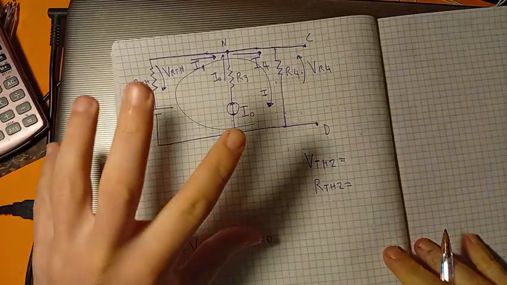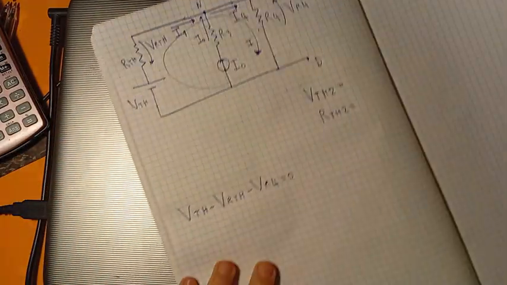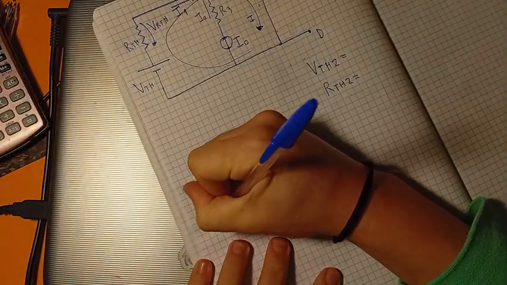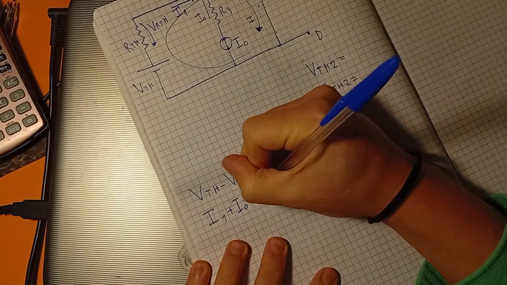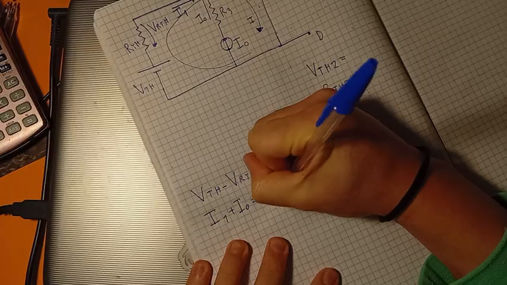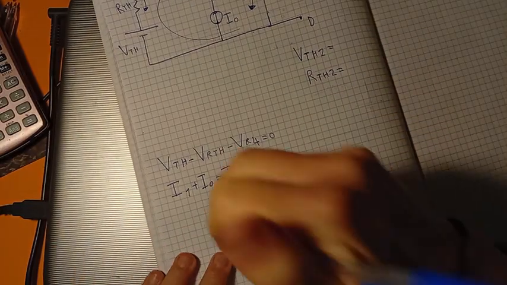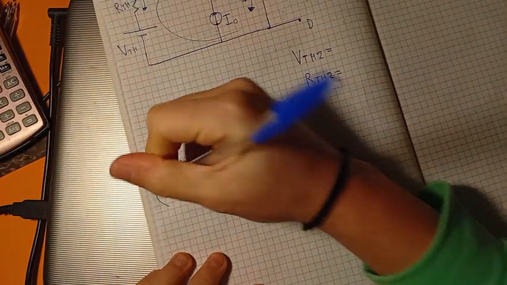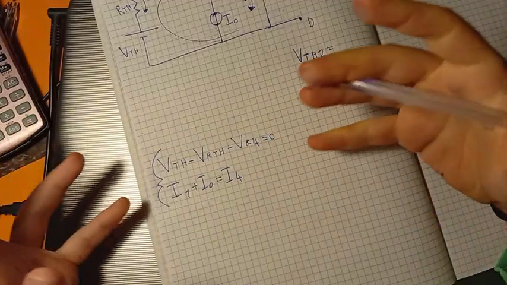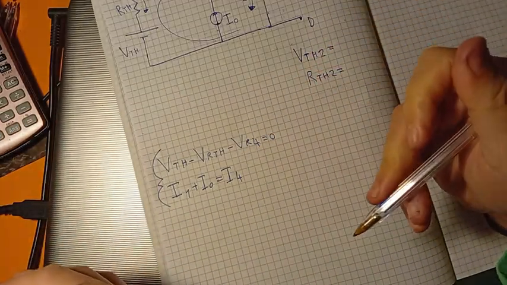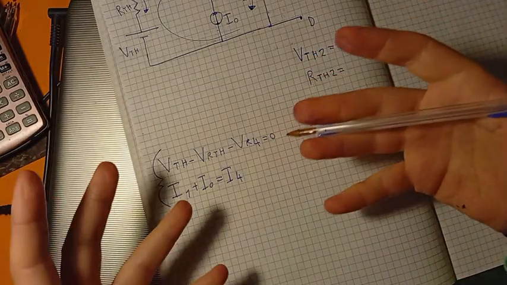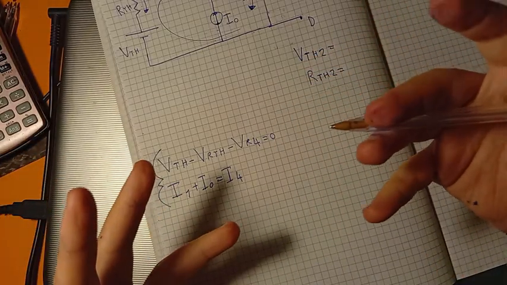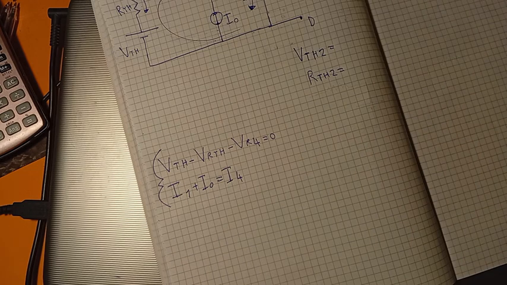So let's write the equation of this node. The equation of this node is I1 plus I0 is equal to I4. This is the equation of the nodes. Now let's substitute all the terms we know, and let's keep as unknown just the things we don't know.